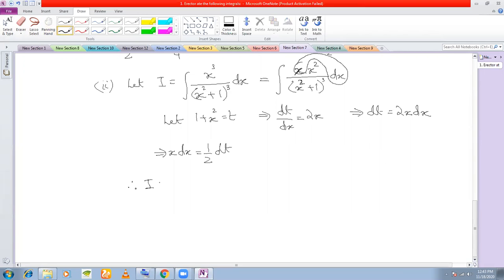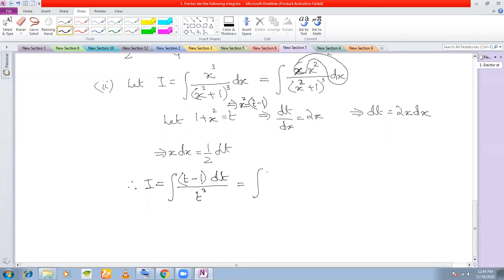So therefore I becomes integral x square we have taken. If 1 plus x square is t, then what is x square? X square is t minus 1, right? So instead of x square in the numerator, I put t minus 1. And x dx is dt. So I write dt divided by, and x square plus 1, I have taken it as t. So t cube. So now this can be evaluated very easily.